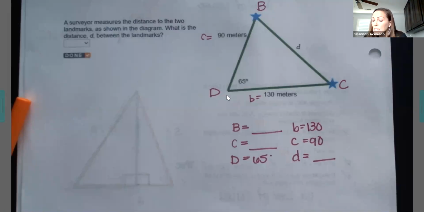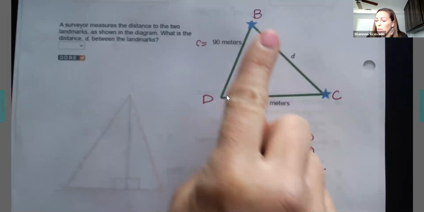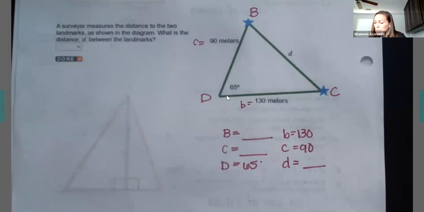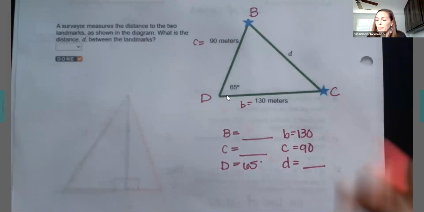So what is the distance D between the two landmarks? So here's a landmark and here's a landmark. They want to know how far away the two landmarks are from each other. So we are looking for this D value. This is what we want to find.